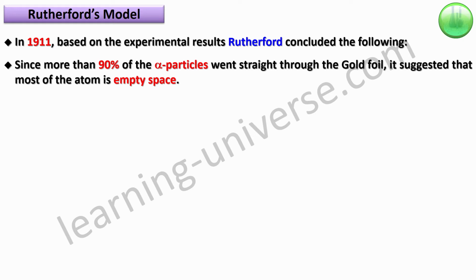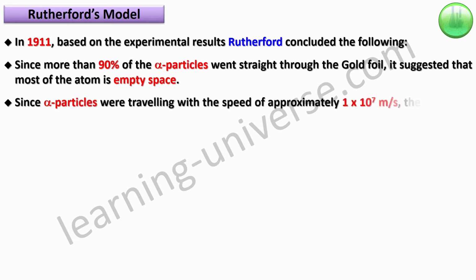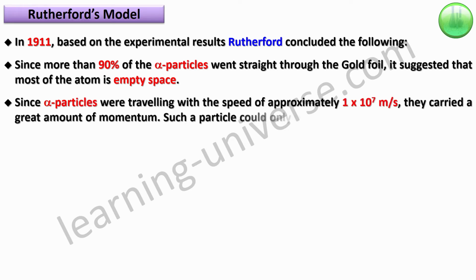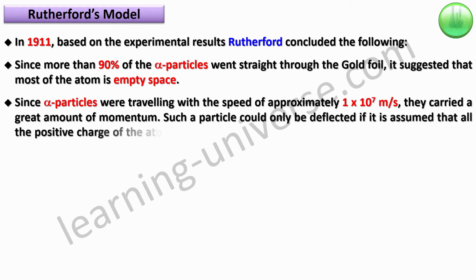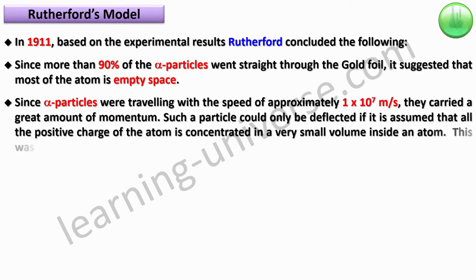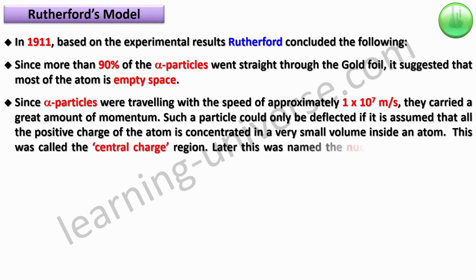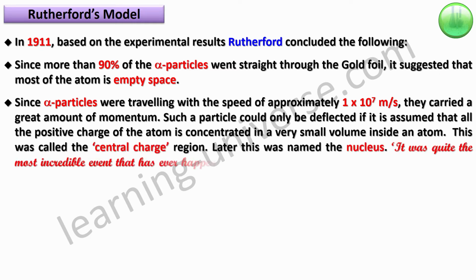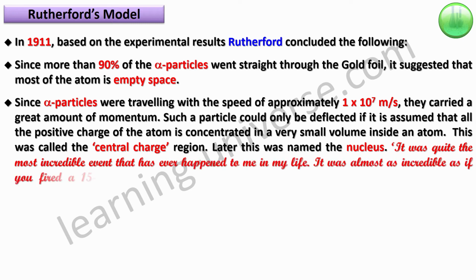He said if all the positive charge is concentrated in a very small volume, only then will the positive charge density be so high that it would be able to deflect the alpha particles by angles sometimes even greater than 90 degrees. Since alpha particles were traveling with a speed of approximately 1 × 10⁷ meters per second, they carried a great amount of momentum. Such a particle could only be deflected if it is assumed that all the positive charge of the atom is concentrated in a very small volume inside the atom. And this was called the central charge region. Later this was named the nucleus.